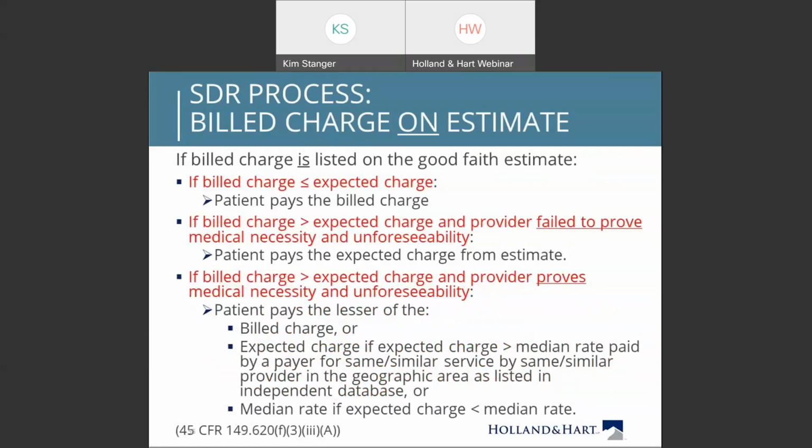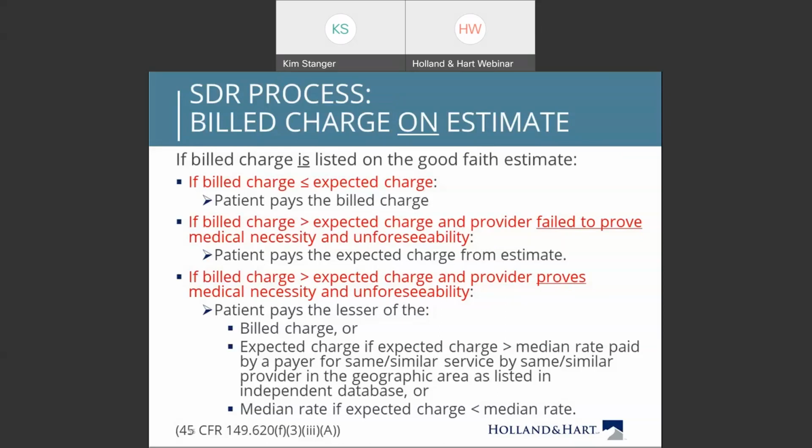If the billed charge was listed on the good faith estimate, so you included it in the good faith estimate, and the billed charge was less than or equal to the expected charge, then the patient will pay the billed charge. If the billed charge is greater than the expected charge and the provider fails to prove that it reflects medically necessary services or that it was unforeseeable, then the patient only pays the expected charge from the estimate. So if you lose, the patient only has to pay the expected charge from the estimate.